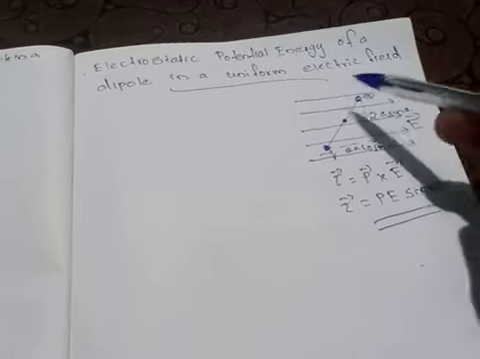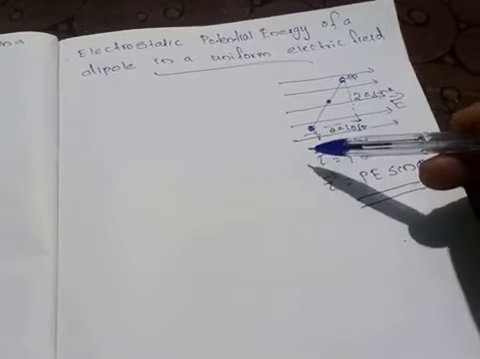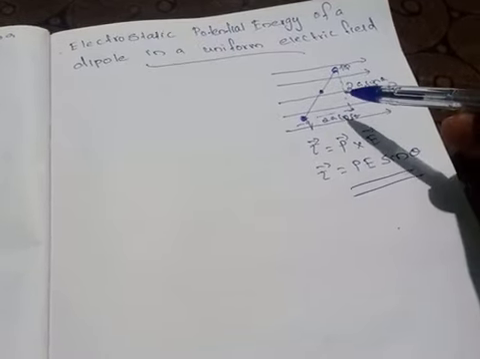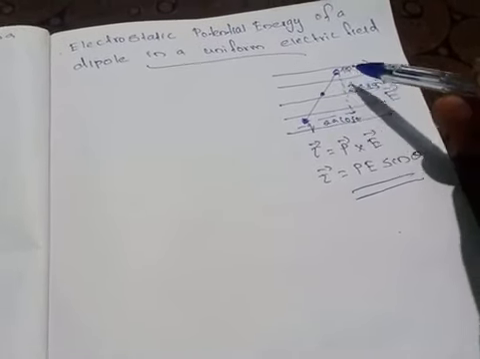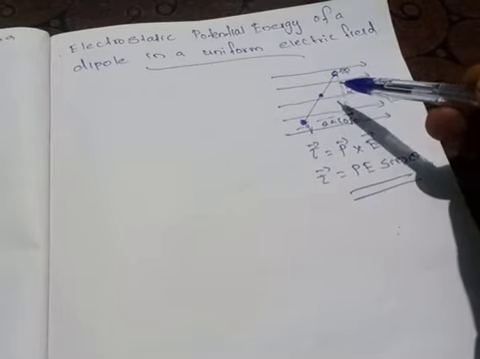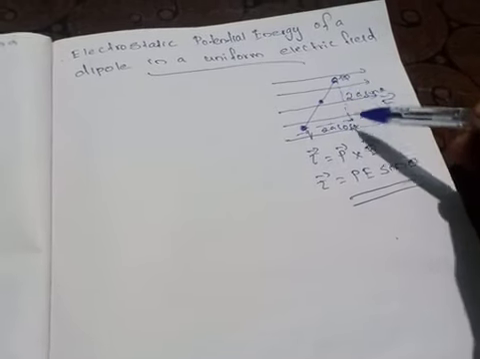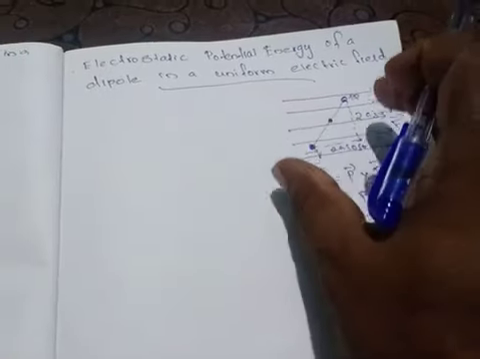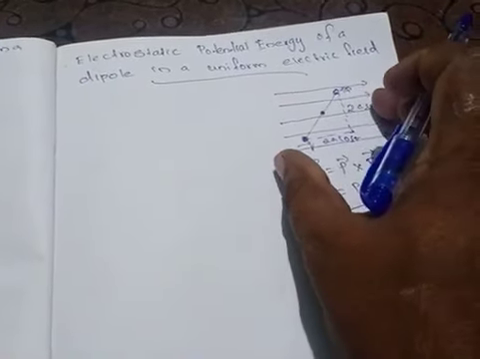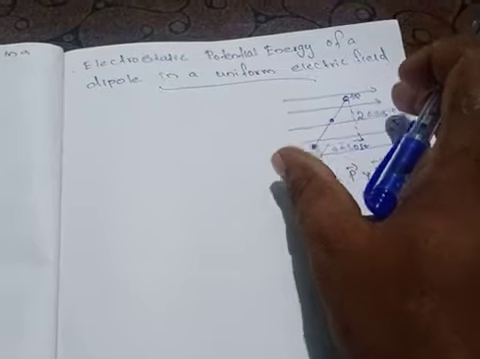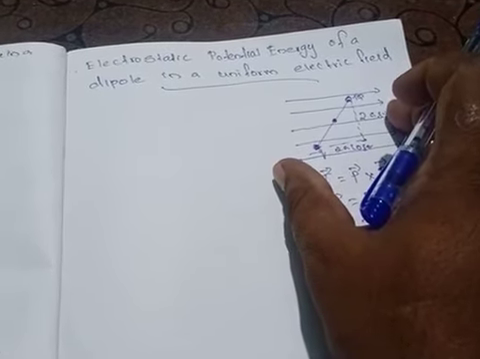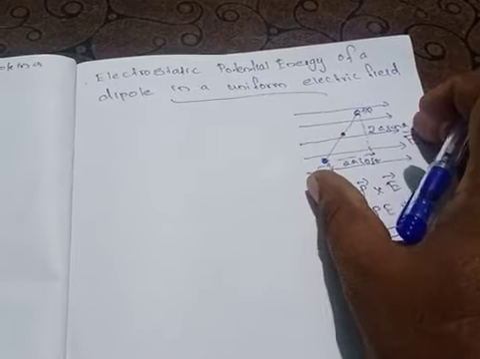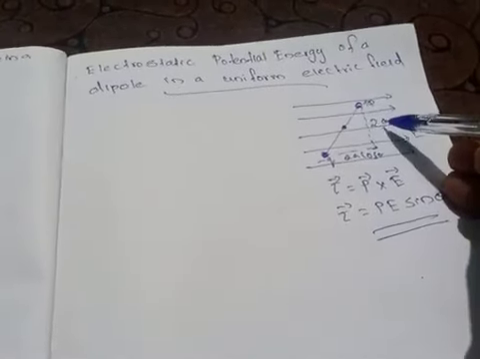For that, this diagram you can explain. Consider a dipole which is placed in the uniform electric field. Now what will happen? This dipole will experience a torque. So the first point is what? One dipole is kept in a uniform electric field so that it experiences what? Torque. So what will happen? This torque rotates the dipole in the direction of the electric field.